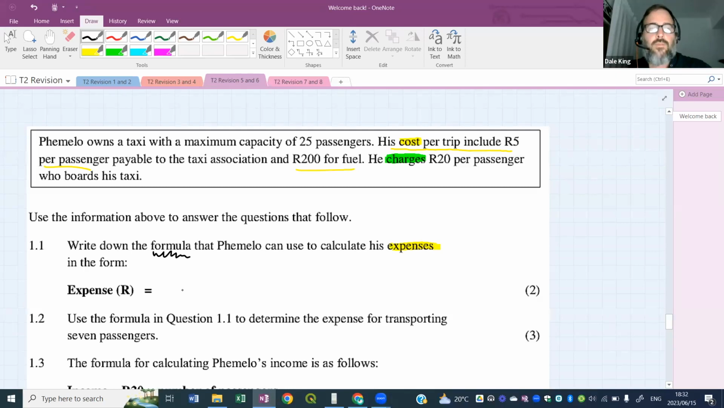I'll divide, sir. Divide what with what? If he had 10 passengers, let's say he has 10 passengers, how much is this trip going to cost him? Not how much the passengers are giving him. He's got to pay a taxi association and for fuel for one trip, right? So how much is it going to cost him if he has 10 passengers? Okay, let me calculate it. Let me write it down, sir. All right. 200 plus 5 passengers, 10.